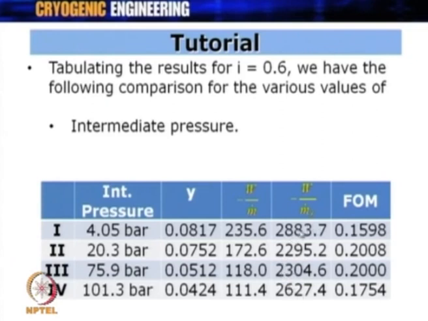It means that it has gone through a minima, and similarly, for the figure of merit, FOM, we have 0.15, 0.2008, 0.2 and 0.17. That means FOM goes through a maximum, and this is what we will see in the next slide. So, as the intermediate pressure increases, Y decreases, W by m dot decreases, but W upon m dot f goes through a minima and figure of merit goes through a maxima. This is the output for I is equal to 0.6.